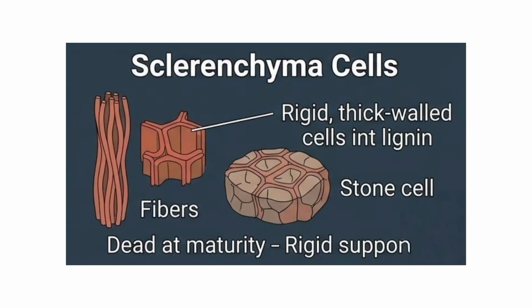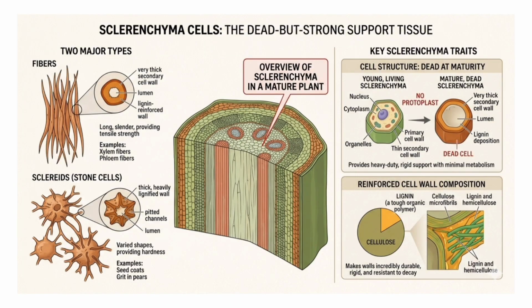Finally, we have sclerenchyma cells. These cells offer heavy-duty, rigid support, but they have a unique twist. At maturity, sclerenchyma cells are actually dead. They are found exclusively in parts of the plant that have completely stopped growing. Their cell walls are heavily reinforced with cellulose and a tough organic polymer called lignin, which makes them incredibly durable.